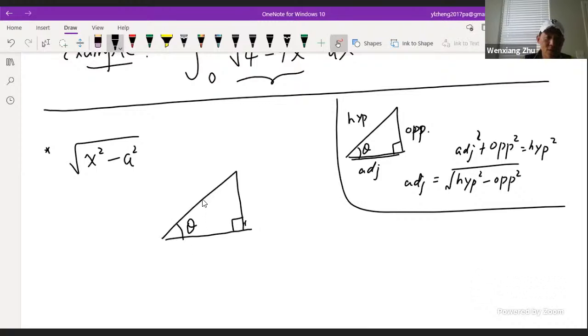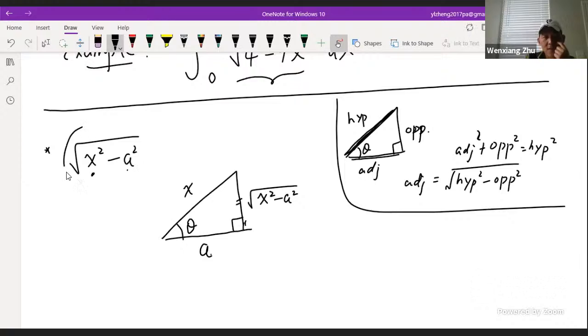Once I have that, I'm going to assign the lengths for these three sides. In this case, because you are subtracting a squared from x squared, it looks like the hypotenuse is the largest side. So I'm going to assign the variable x as the length of my hypotenuse. Does that make sense? Because this has to be the largest side, so you can subtract the square of the other one from that. And once you have done this, you assign A as the adjacent. So you have two sides: the hypotenuse is x, the adjacent is A, and we can figure out by the Pythagorean theorem, the opposite will be simply the square root of x squared minus A squared.